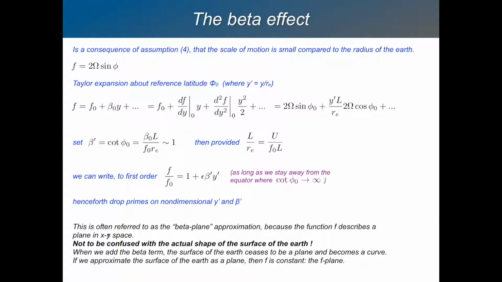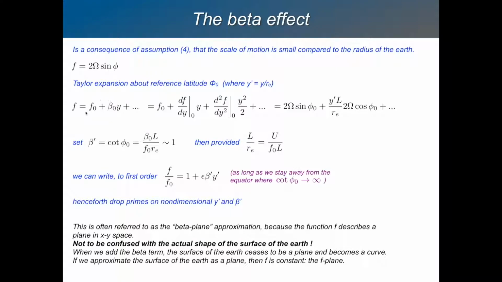A quick note on the way people talk about this. This is the f plane, okay? F is constant. If f equals f naught, then you're on an f plane. And that's all straightforward enough. It's just a constant value, right? People often refer to this as the beta plane.